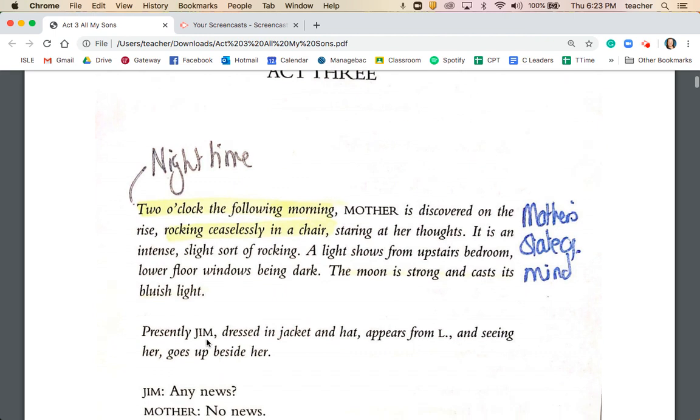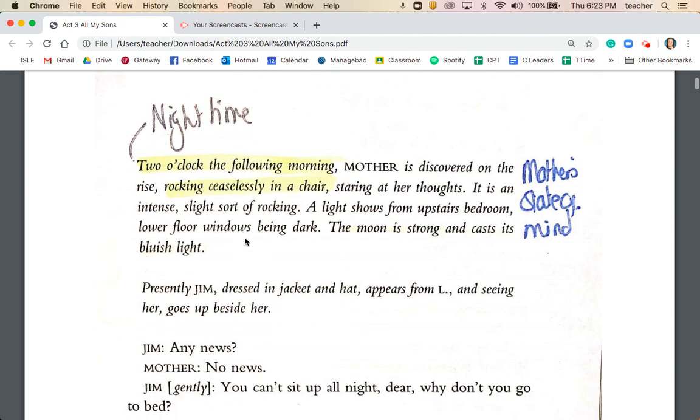And so what you have as the scene opens in Act 3 is Mother on the stage, and she is discovered on the rise, rocking ceaselessly in a chair. So she is clearly in a distressed state of mind here. And you can see that she's anxious and she's worried at this moment. Of course, at the end, what we know is that Chris has left following the revelation of Joe's guilt. So she is sitting anxiously worrying, waiting for him.